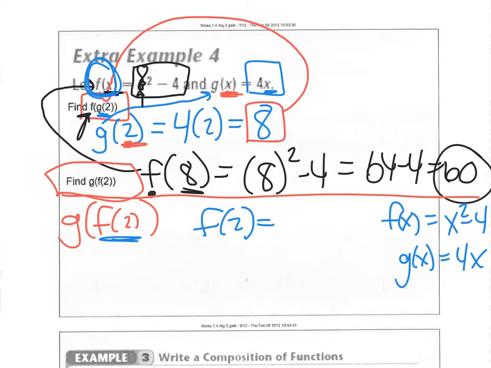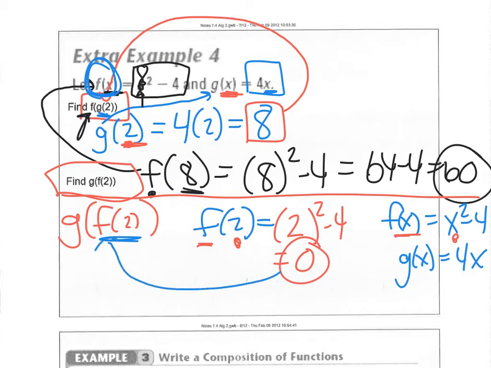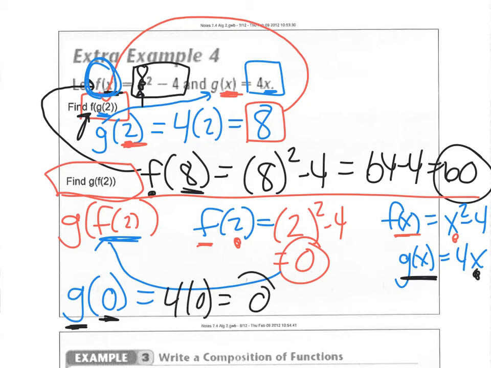So what I'm going to do is go to the f function, which is this guy right here. Where I see the x, I'm going to put a 2. So instead of x squared, I do 2 squared minus 4. 2 squared minus 4 is equal to 0. So that is what f of 2 equals. Then I take that answer and put it into here. So the real question is, what is g of 0? To find that, it tells me which function to go to. I eyeball the g function over here. Where x is, I put a 0, so it would be 4 times 0, and I simplify that, and I get that the final answer is 0.